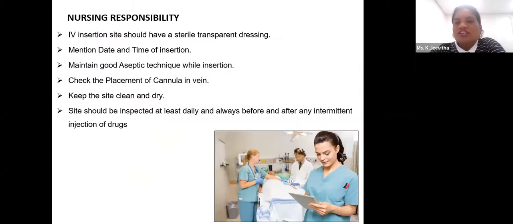Once the patient is on an IV catheter, as a nurse, what does she have to monitor? Can anyone chart a few responsibilities? What could be important when the patient is on an IV catheter? What are the things you have to follow?